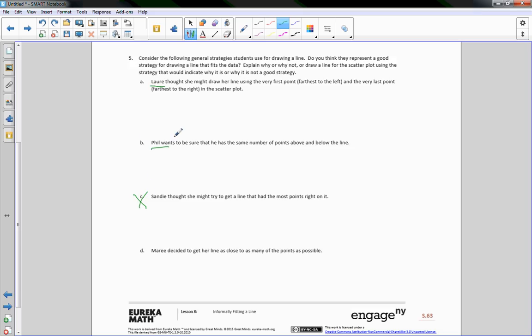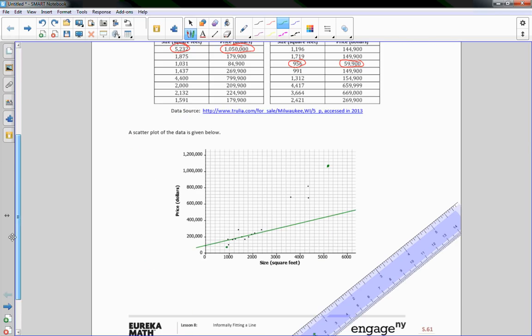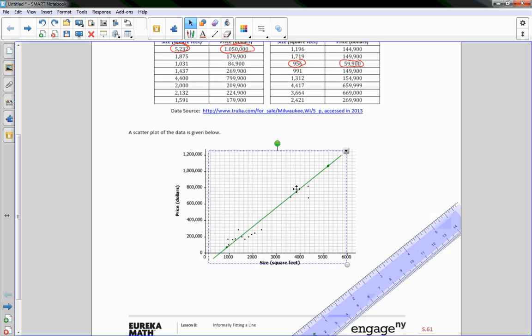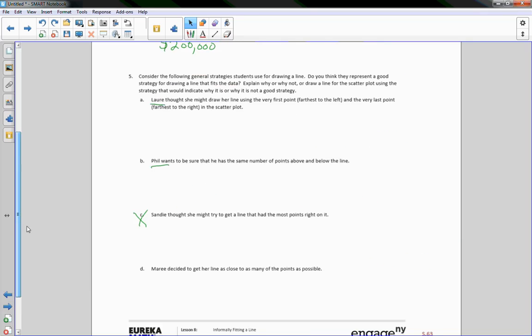And this Phil, yeah, maybe that might be okay in this scenario, but not always. And then D says Marie decided to get her line as close to as many of the points as possible. So in other words, if Marie wants her line as close to as many points as possible, she's going to put that there. She might rotate it up like this and then move it and not worry about how many points are above and below or how many points are on, but then get it something like that so it's really close to the majority of the points. And that is actually the best way, I think, to do this. So I would go with Marie's decision.